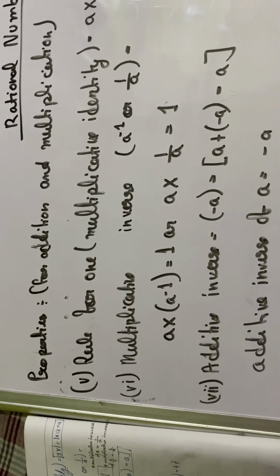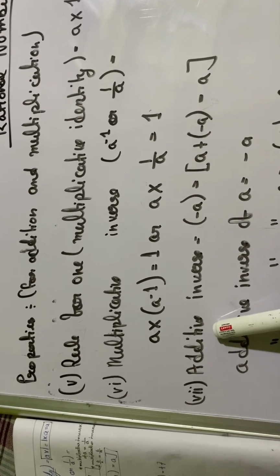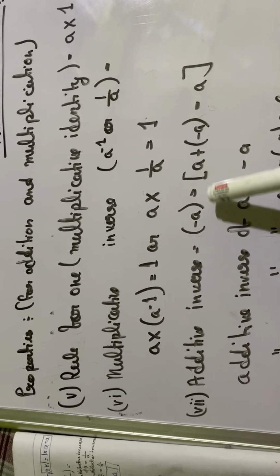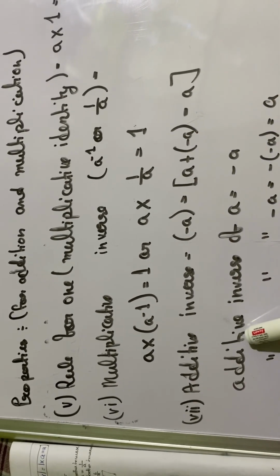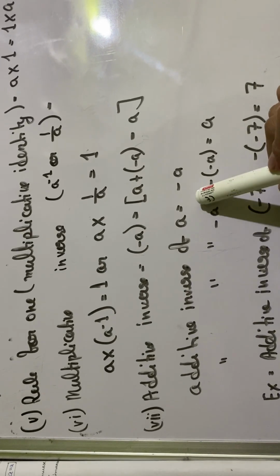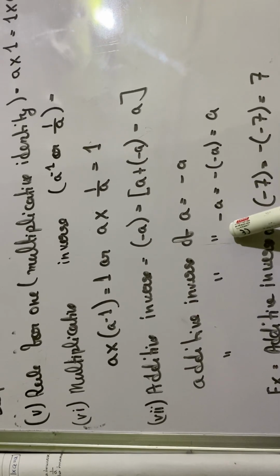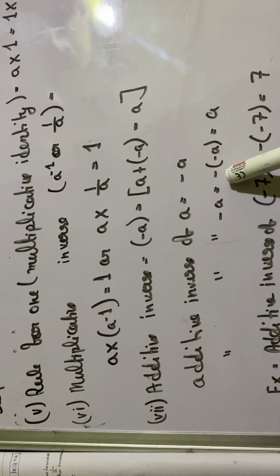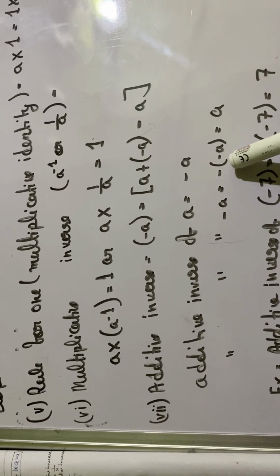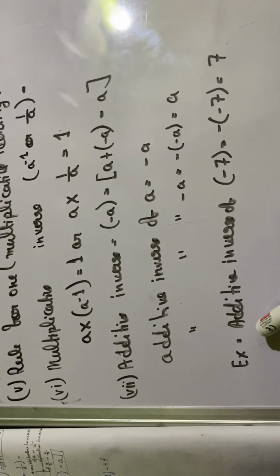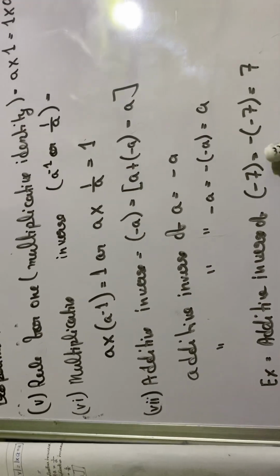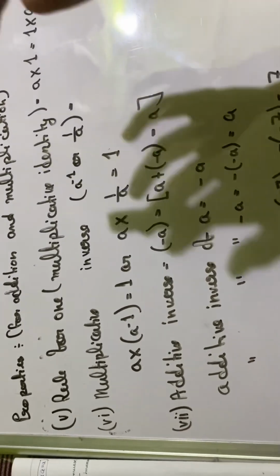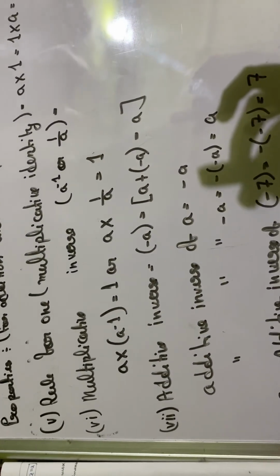Number 7, additive inverse: a plus (minus a) equals 0. Additive inverse of a equals minus a, additive inverse of minus a equals minus (minus a), that is a. Example, additive inverse of minus 7 is 7. So I'll be explaining all these properties in the following exercise 1.1.